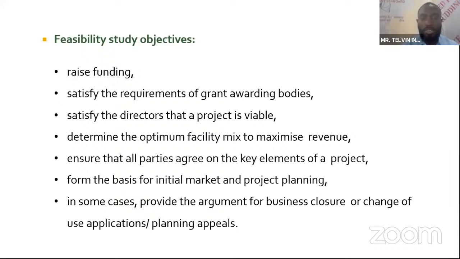Another objective, in some cases, is to provide the argument for business closure. You have your business, you want to close it down, you need a feasibility study to know. And it is also for the change of application and planning of appeals. So these are the objectives of feasibility study.